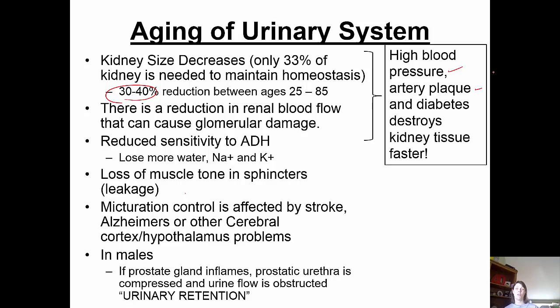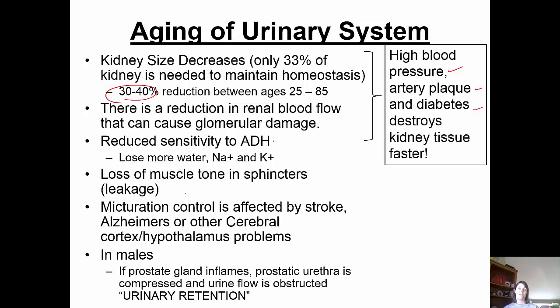If you have high blood pressure, plaque in your arteries, plaque doesn't just form in your coronary arteries and give you a heart attack. If you've got a high concentration of cholesterol and plaque formation, it can happen everywhere. Diabetes is also going to destroy kidney function. If you have plaque in your arteries, and that reduces how much blood gets to your glomerulus, well, that could actually damage your capillaries as well, because those are all cells and they need oxygen, they need glucose.